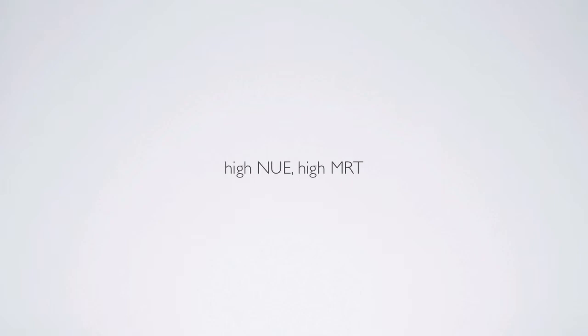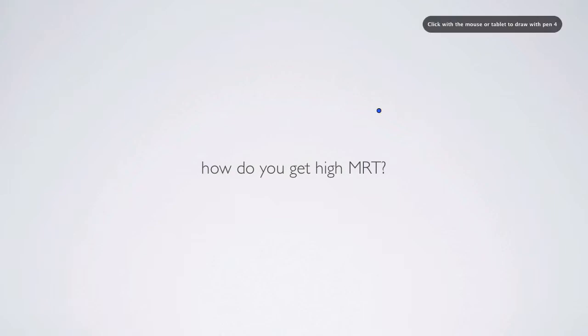the reason why. So mean residence time is definitely important, and we know that plants that have a high nutrient use efficiency and are found in places where nutrients are limiting have tissues that live a long time. How do plants achieve a high mean residence time? What can they do to increase how long nitrogen stays in their tissues?